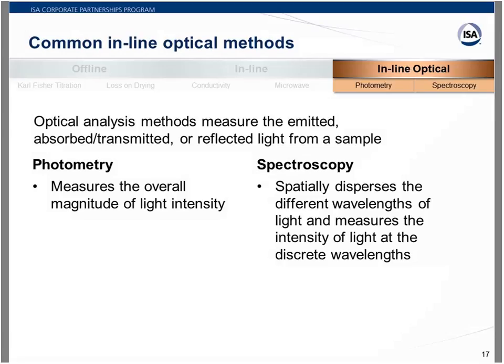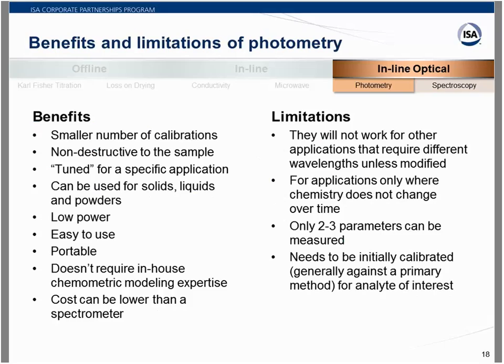Inline optical methods: photometers, again, measure the overall magnitude of all the light. Spectrometers spatially disperse different wavelengths of the light, and you select one of these wavelengths to impinge on the product, and you get a discrete value for that analyte from that discrete wavelength of the spectrometer or spectrophotometer.